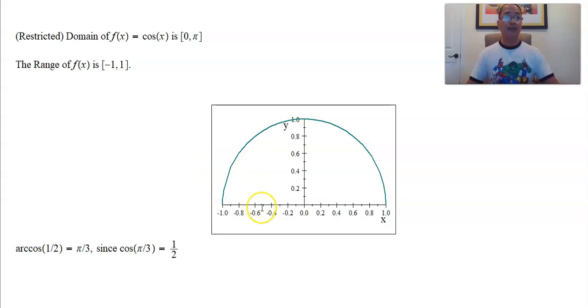What about negative 1/2? What is the arc cosine of negative 1/2? Well, it should be on the left side of your circle, and by symmetry, that angle should be 2 pi over 3.